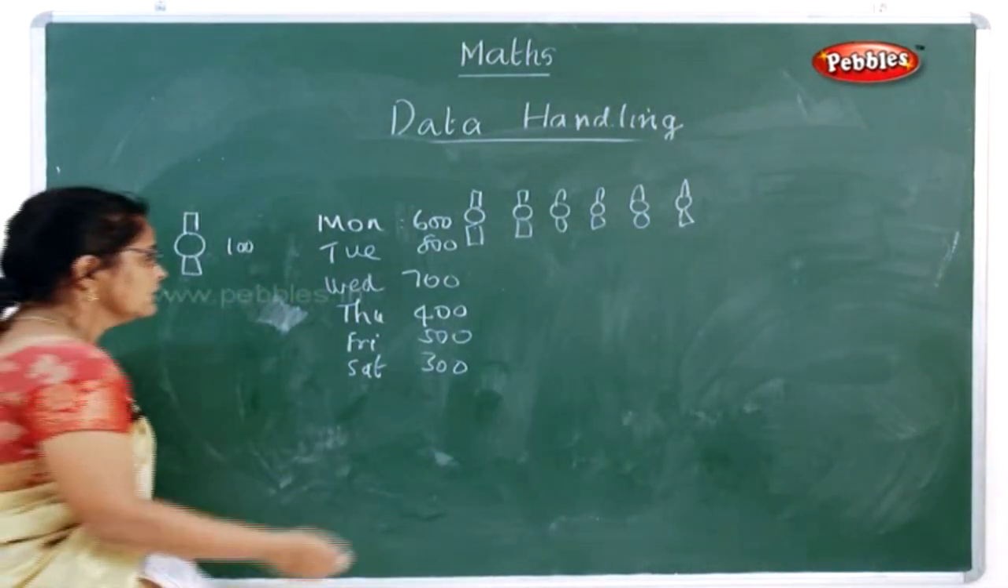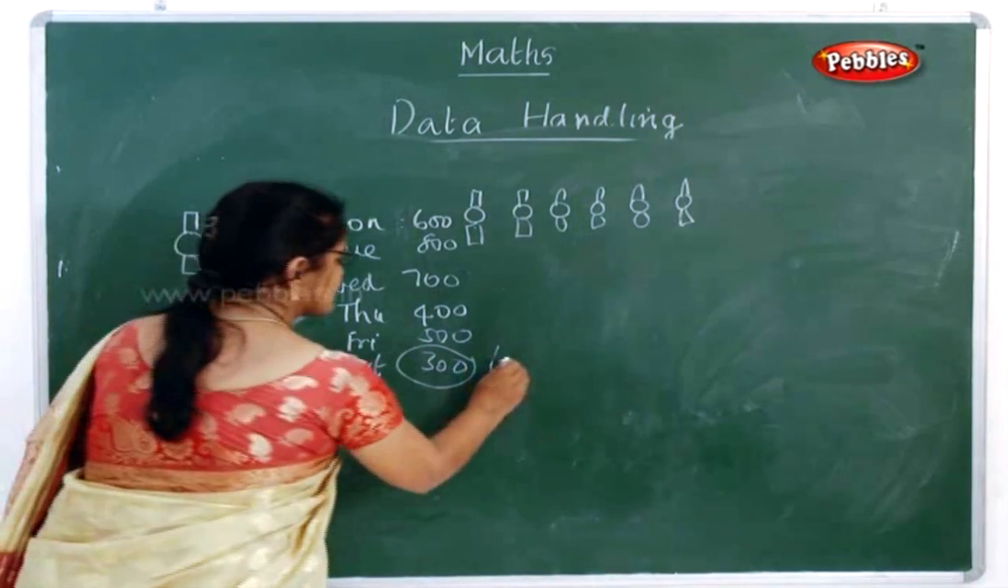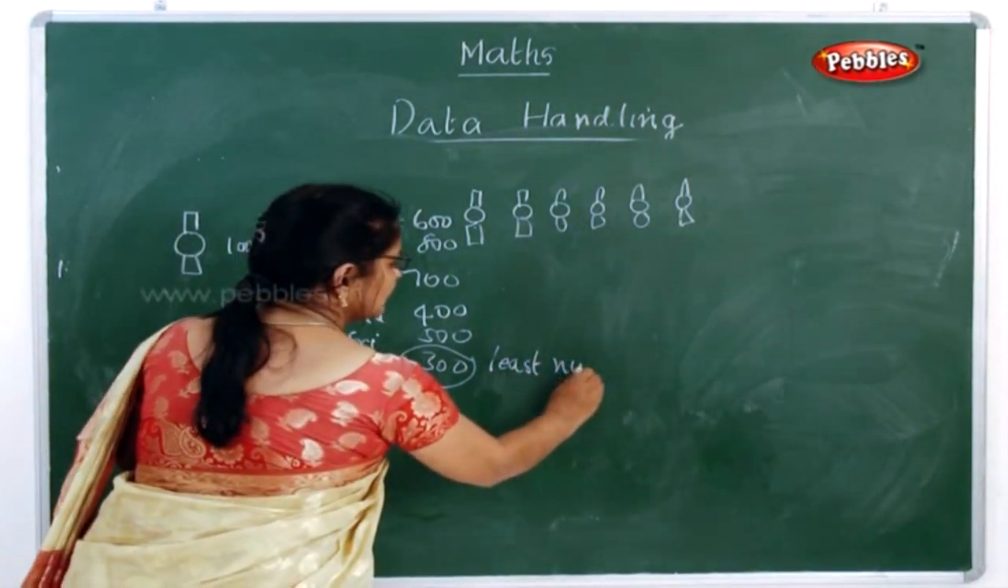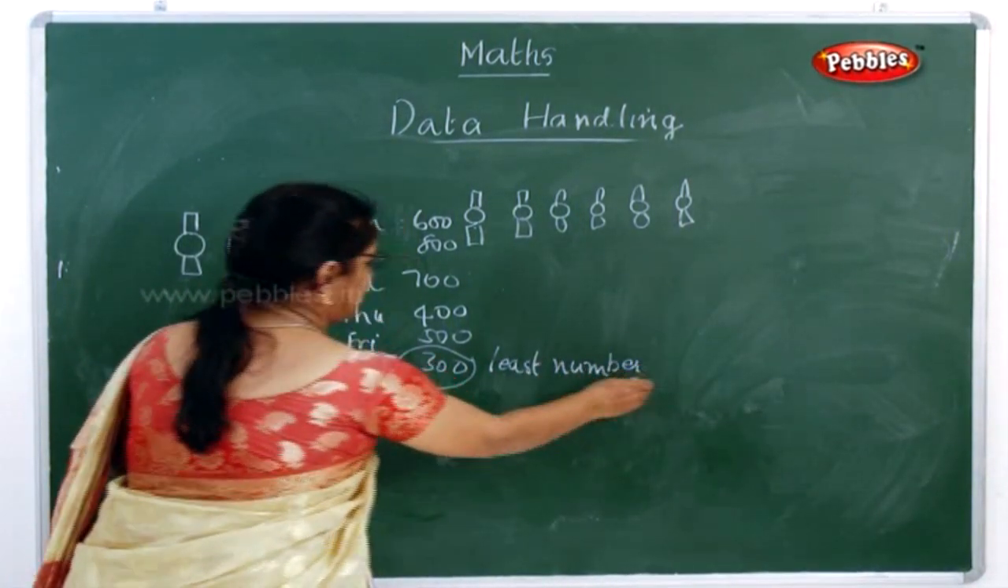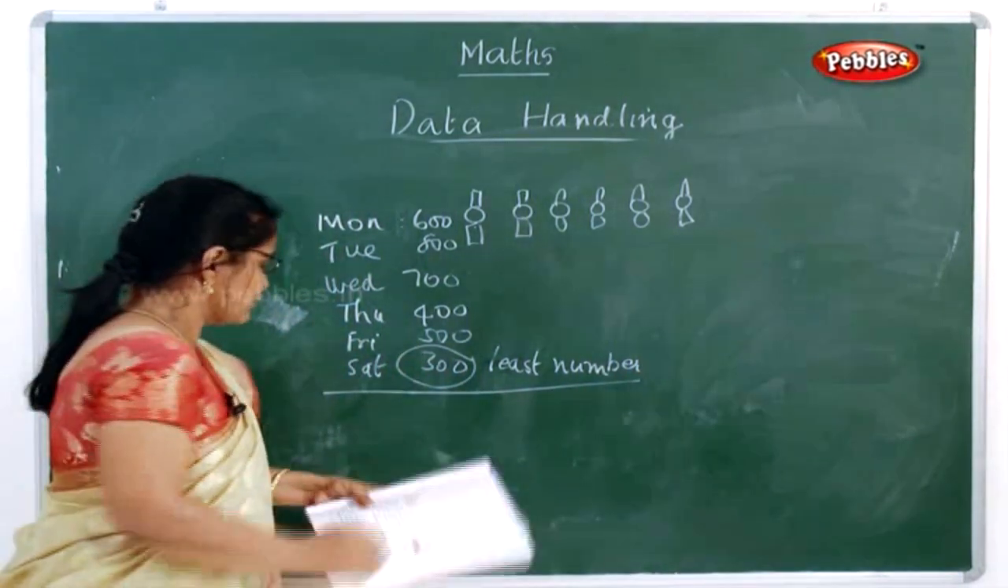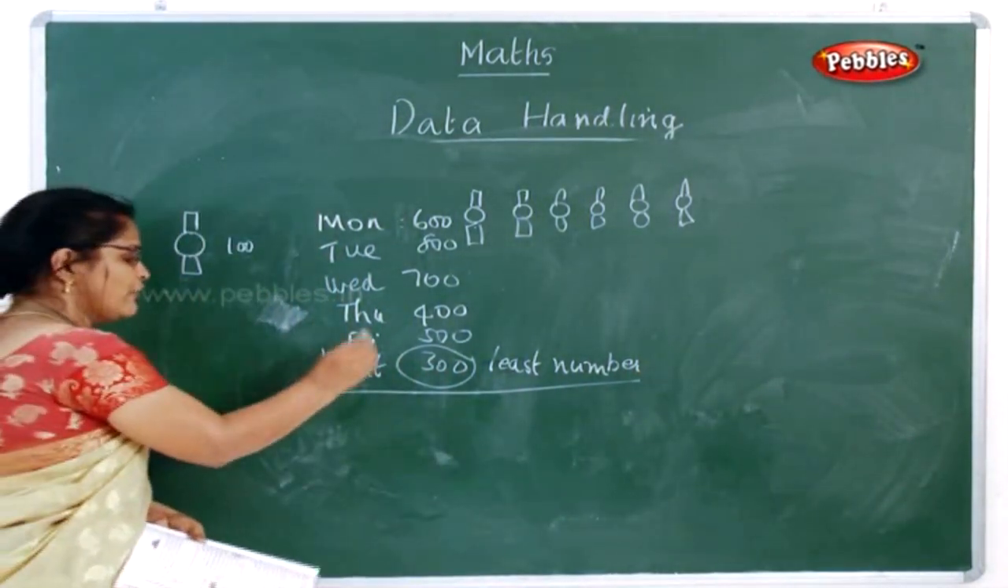Least number means this is the least number. So Saturday was the least number. Is it clear? These number of watches were manufactured only on Saturday. So you have to write Saturday. Is it clear now for the first question?